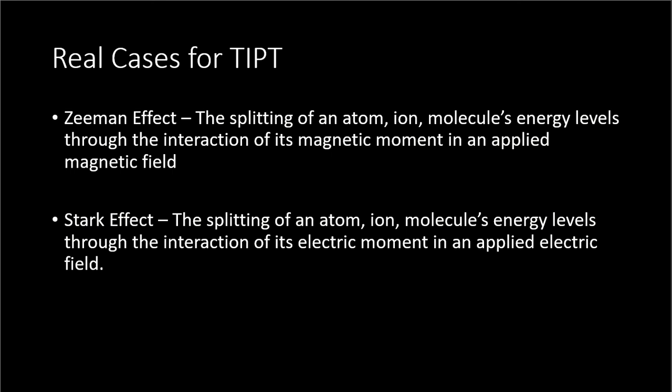Many atoms have a magnetic moment, and when applying a magnetic field on that substance, the change from degenerate energy levels to energy splitting by applying a magnetic field is the Zeeman effect, whereas applying an electric field to a substance with an electric moment is what results in the Stark effect.